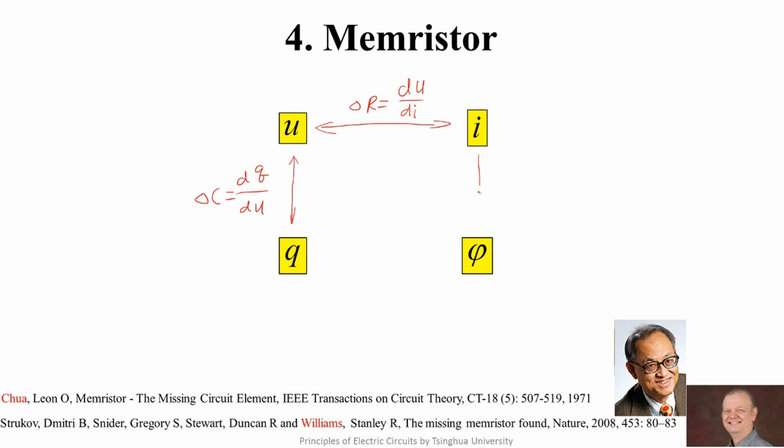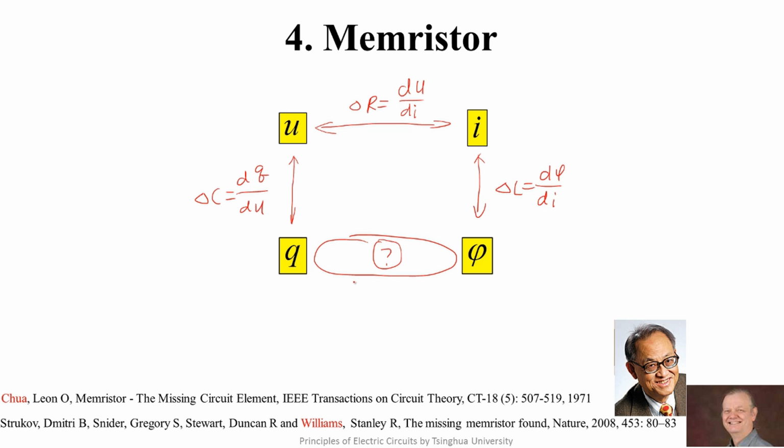Applying the viewpoint of duality, we know that the algebraic relation between the current and flux determines the inductance. We also get the incremental inductance L as d phi/di. In the space of four variables, we have discussed the relationship of these two, and these two. Now the only missing relation is between these two variables.